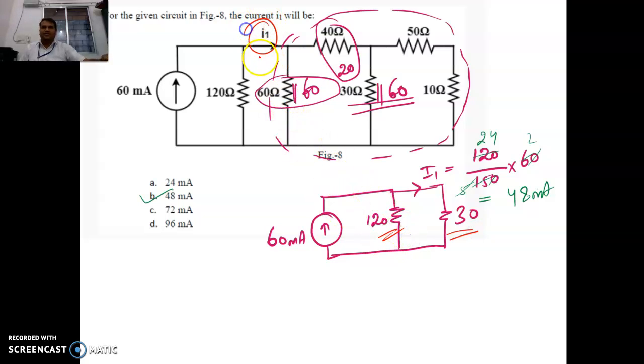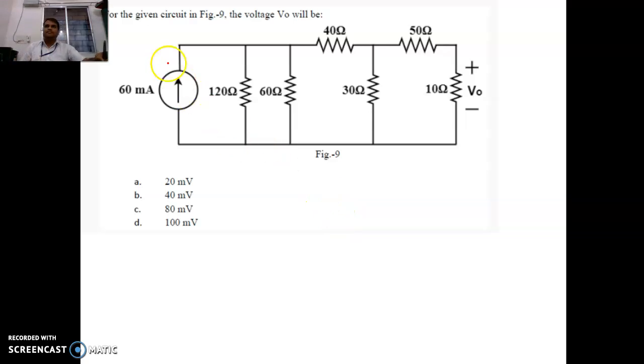Our question is to find the value of I1. I1 is the current which is flowing from here. Current division rule: 120 by 120 plus 30, 150, into 60. So this comes around 48 milliamperes. So the answer is B.